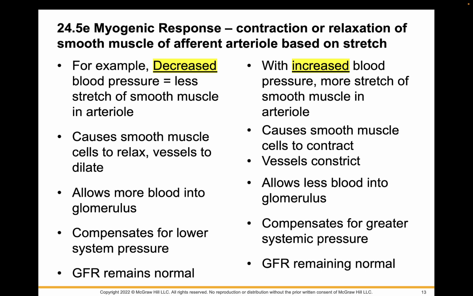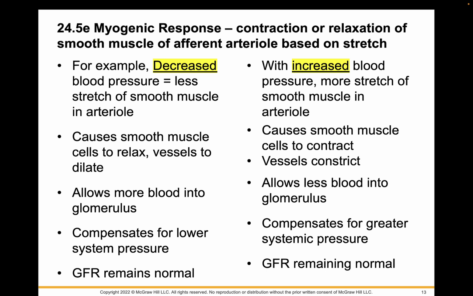The body definitely takes a decrease in blood pressure more seriously than an increase in blood pressure. So let's take a look at what's happening with respect to the myogenic response when blood pressure decreases. This means there is less stretch of the smooth muscle within the arteriole. This causes smooth muscle cells to relax and vessels to dilate, similar to what we talked about previously. This allows more blood into the glomerulus, compensating for the lower systemic blood pressure, and the overall goal is to maintain a normal glomerular filtration rate within normal ranges.